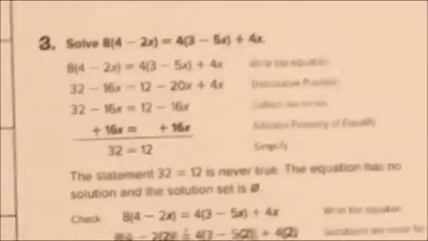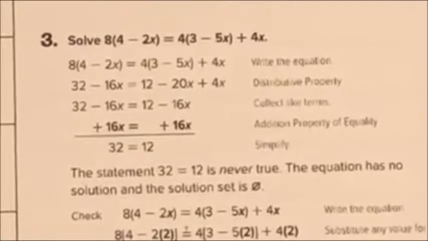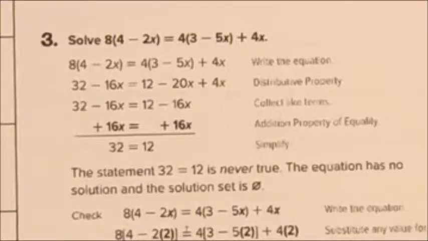All right, example number 3 says solve 8 times the quantity 4 minus 2x equals 4 times the quantity 3 minus 5x, plus 4x. Okay, so I want to distribute the 8, distribute the 4.